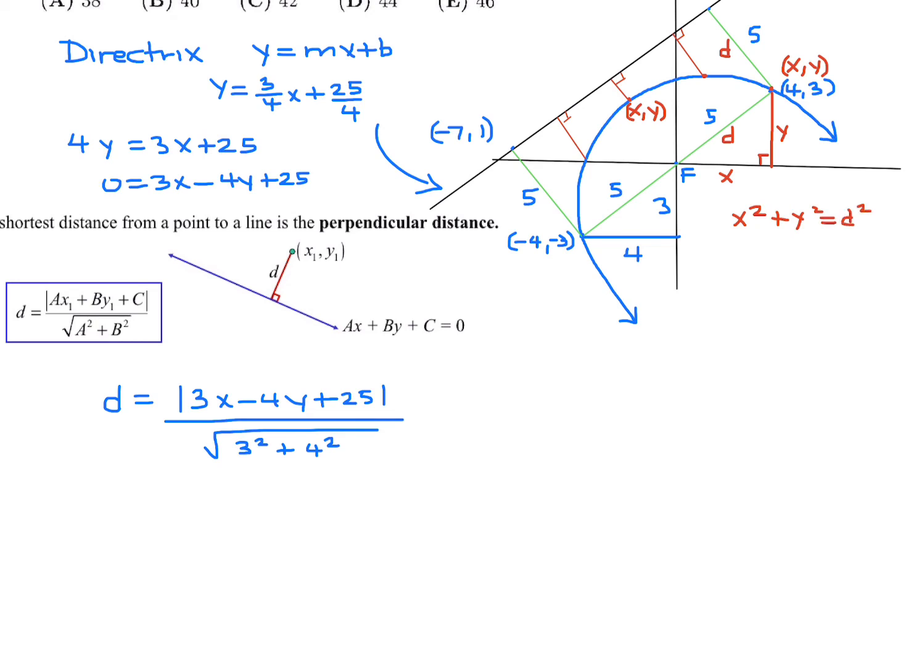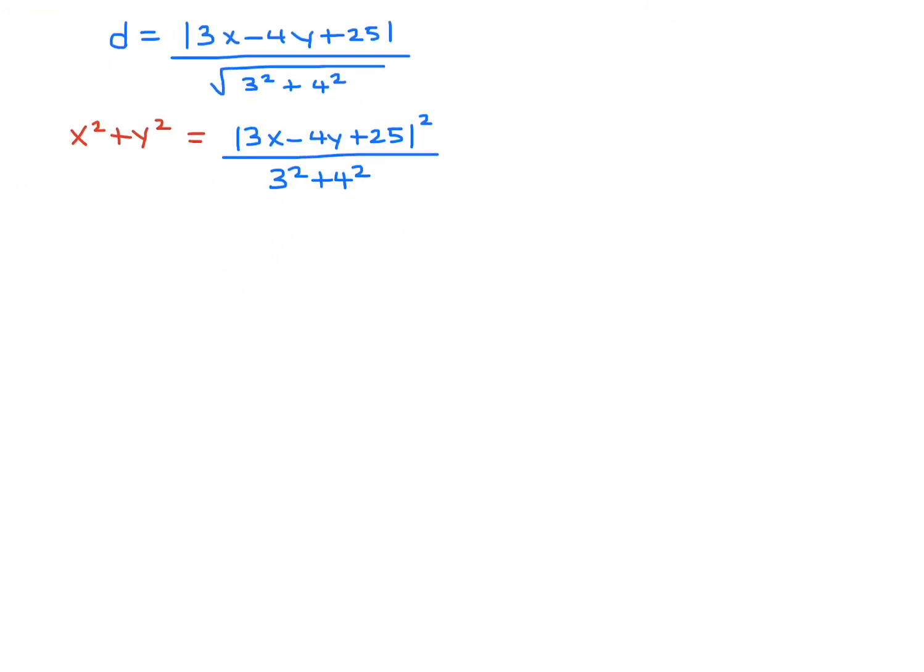And that is a very important aspect to this question because it allows you to substitute x squared plus y squared over here. But remember, we're substituting for d squared. This is not d squared, this is just d. So we have to square this whole thing in order to make it d squared. So it would basically be 3x minus 4y plus 25, absolute value, all squared. And then the bottom, when you square it, the radical sign just disappears. So it just becomes 3 squared plus 4 squared. All right? And this is the equation that's going to help us solve the question.